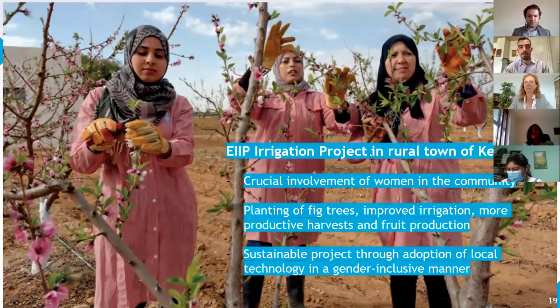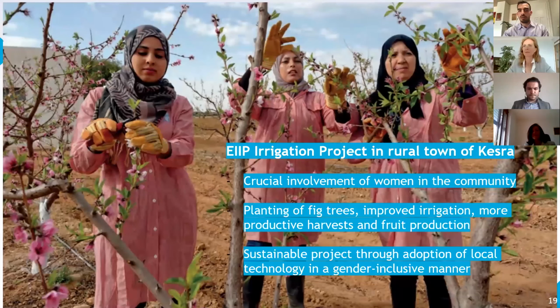project beneficiaries. So this project included different activities and objectives, notably the planting of fig trees in the town alongside improved irrigation installations, which in turn led to more productive harvests and fruit production. Previously not an abundant product, this expansion encouraged locals to process fruits, providing a new source of income, most notably for unemployed women. Thanks to the adoption of local technology in this gender-inclusive manner, the project was able to become sustainable, and the training and livelihood support created an environment for gainful employment.